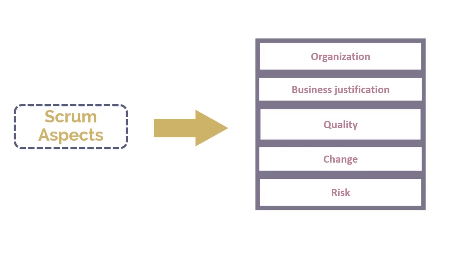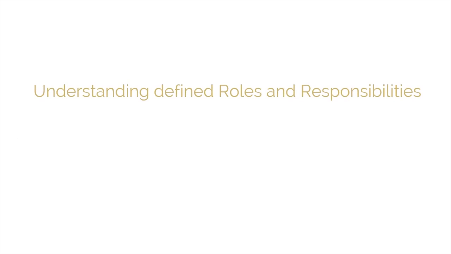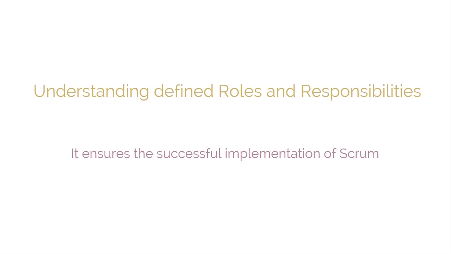In the SBOK guide, all 5 Scrum aspects are presented in chapters 3 through 7. We will be discussing all of them one by one, but let's first start with the very first aspect, organization. For now, let's keep the key concepts under the organization aside and try to understand the defined roles and responsibilities in a Scrum project. Why? Because defined roles and responsibilities ensure the successful implementation of Scrum.